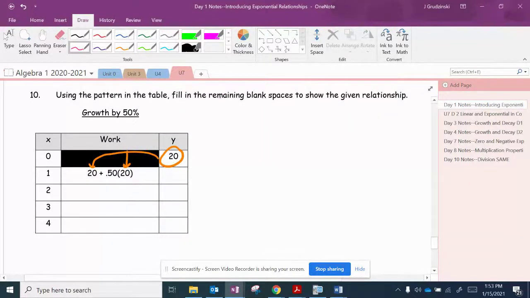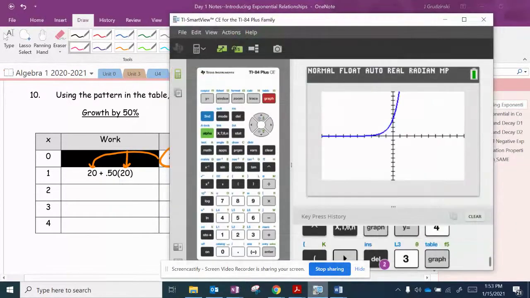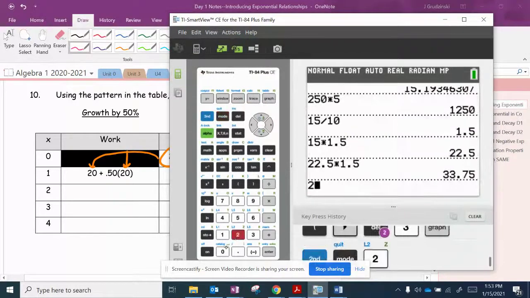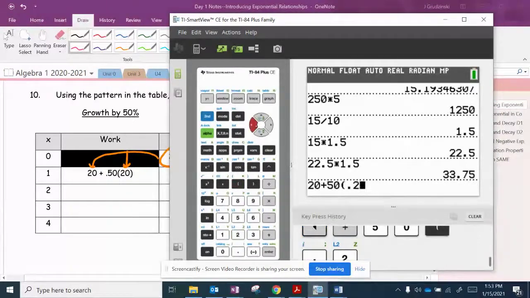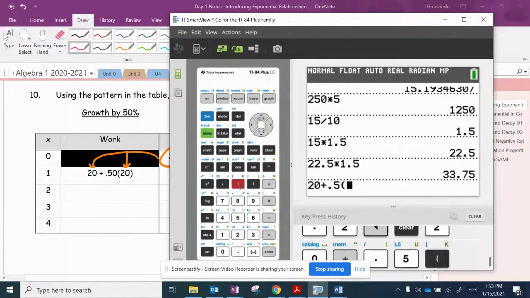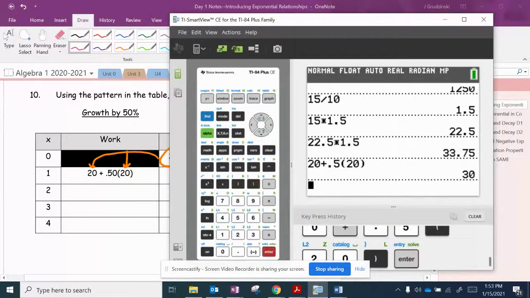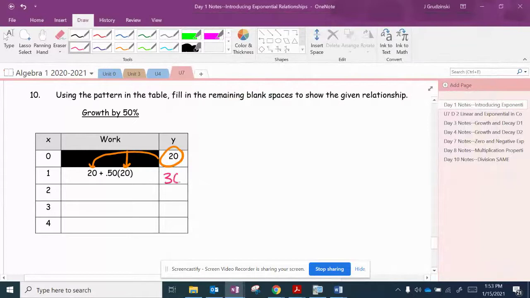All right, last problem here. It says, using the pattern in the table, fill in the remaining blank spaces to show the given relationship. So the first row is already filled in. So we're just going to type that into the calculator. Oops, I messed that up. There we go. I got 30.